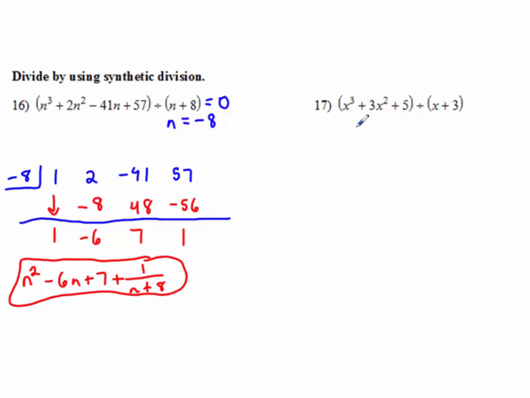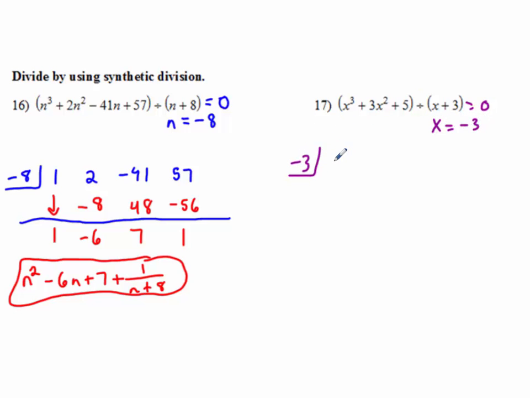And if our remainder is 0, we don't have to write anything there at the end. So on 17, set this equal to 0 and solve. So subtract 3 and get x equals negative 3.